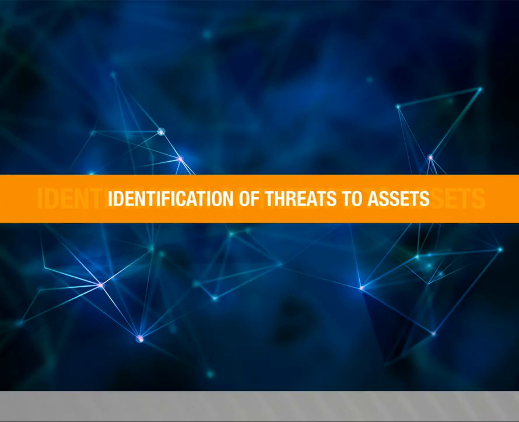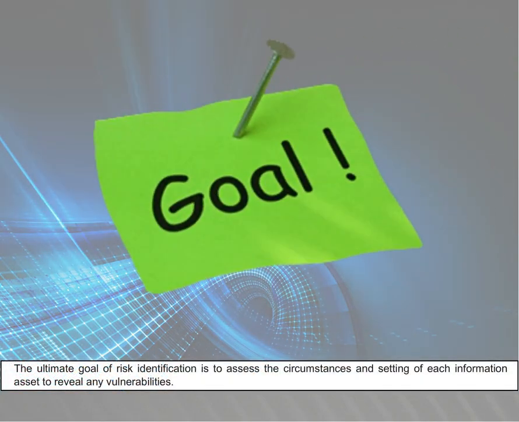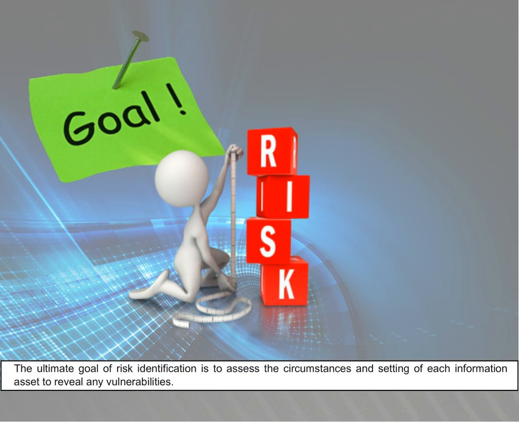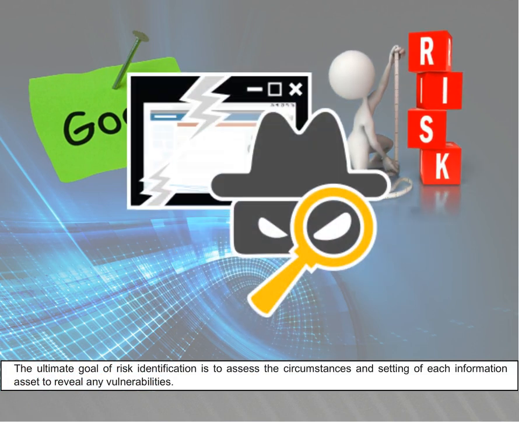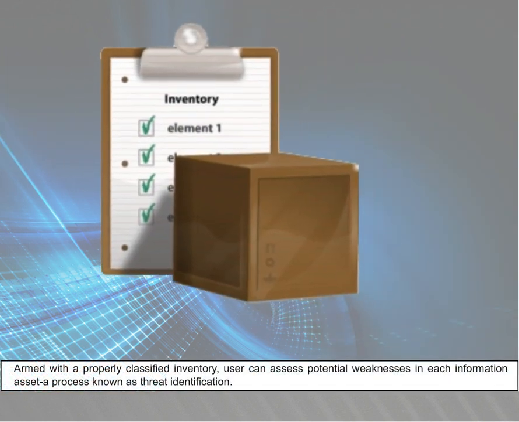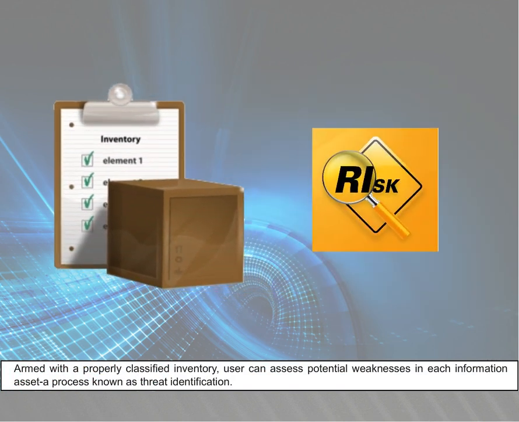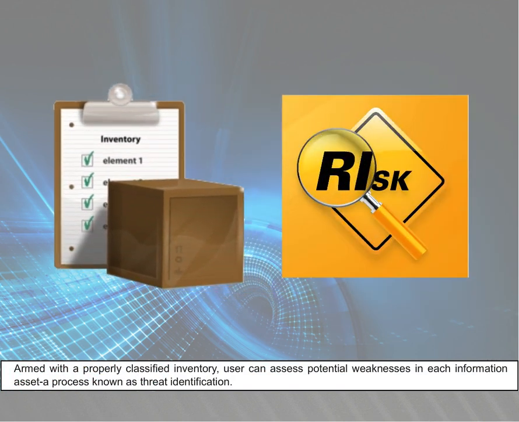Identification of threats to assets. Now, let us see about identification of threats to assets. The ultimate goal of risk identification is to assess the circumstances and setting of each information asset to reveal any vulnerabilities. Armed with a properly classified inventory, the user can assess potential weaknesses in each information asset, a process known as threat identification.